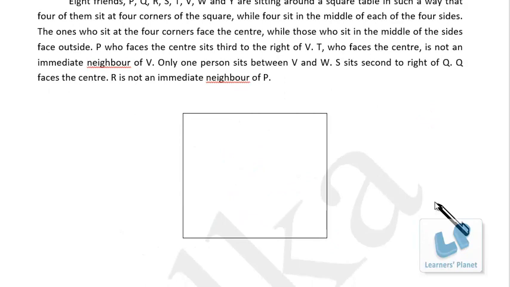8 friends P, Q, R, S, T, U, V, W and Y are sitting around a square table in such a way that 4 of them sit at 4 corners, and 4 sit in the middle of each of the 4 sides. The ones who sit at the 4 corners face the center, so that is facing inside. And those who sit in the middle of the sides face outside. Now P who faces the center, that means P is maybe at any corner.